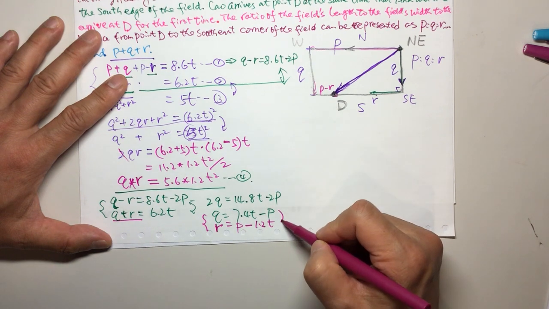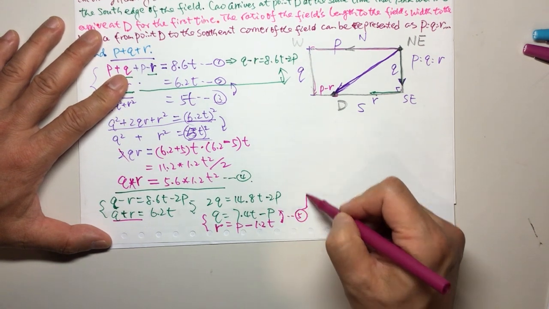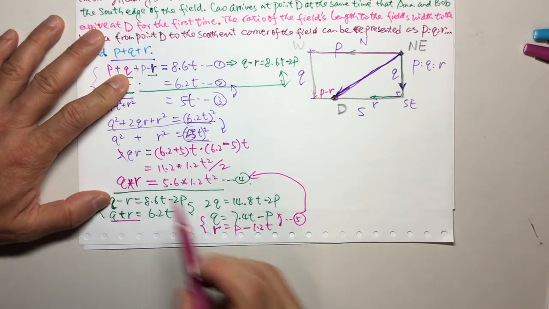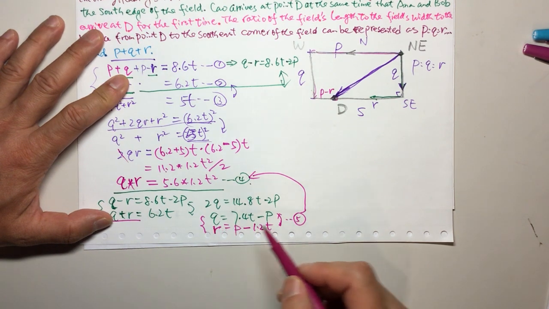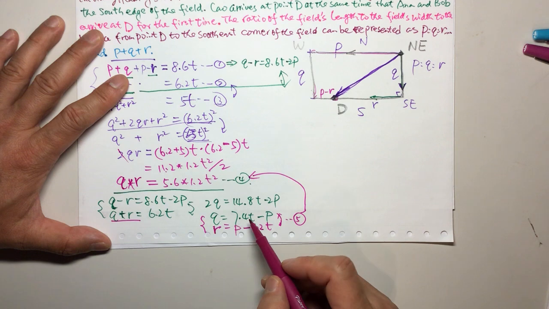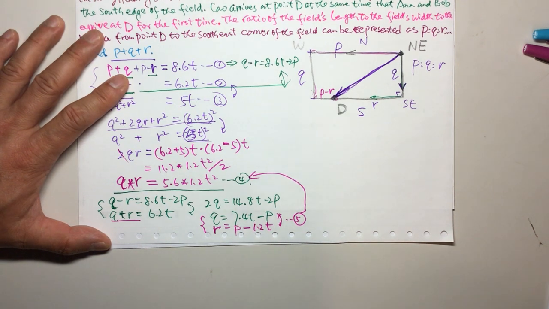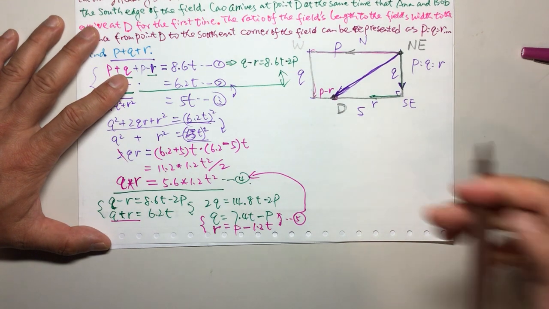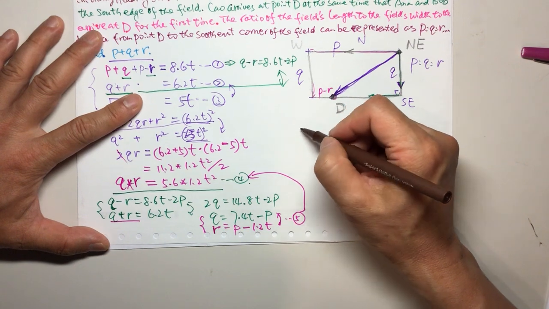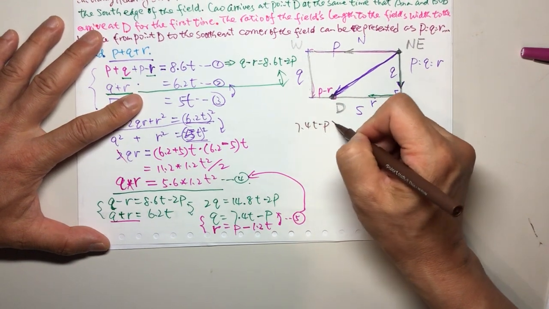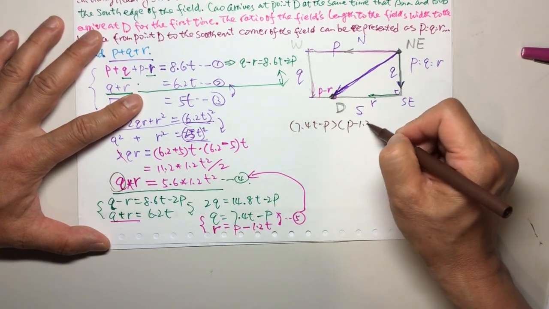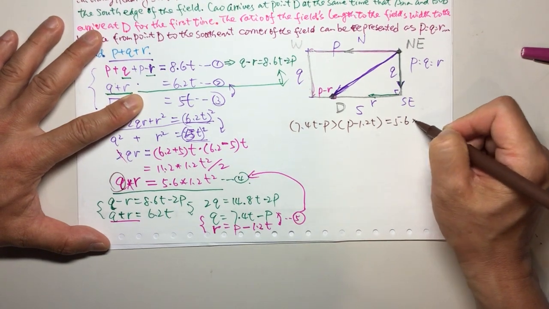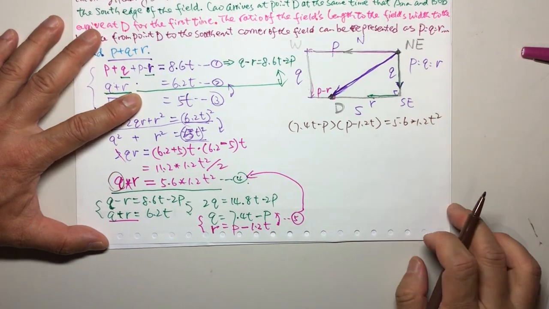Now I got this. Then I plug this into this one, because Q times R we know, and we got Q and R. Now all of them are just T and P. Then we can solve for P. So 7.4T minus P is Q, times R, which is P minus 1.2T, equals 5.6 times 1.2T squared.